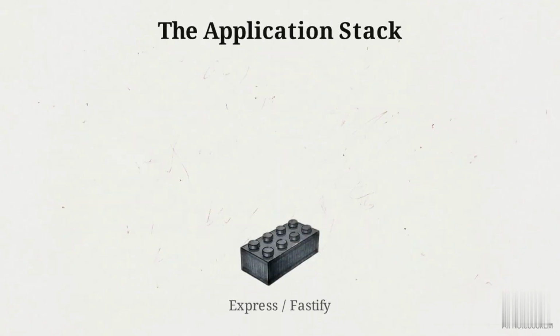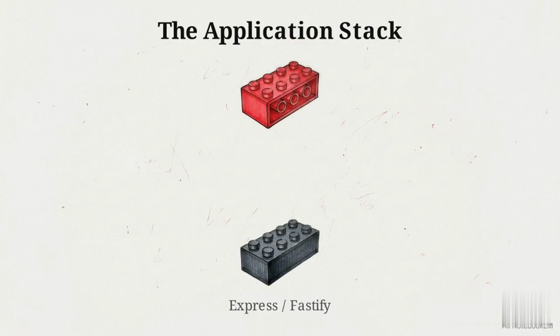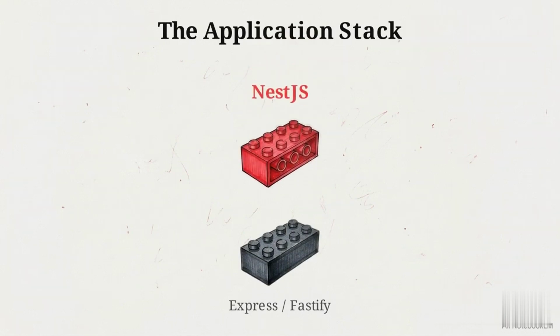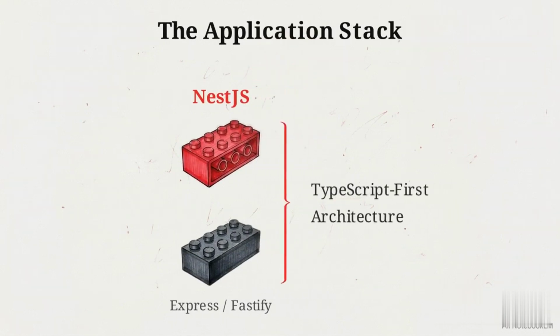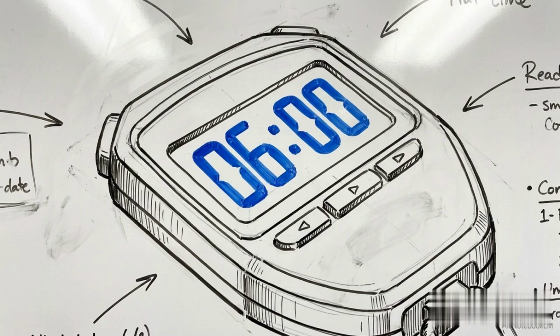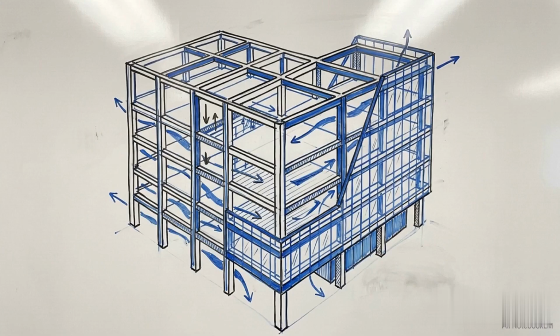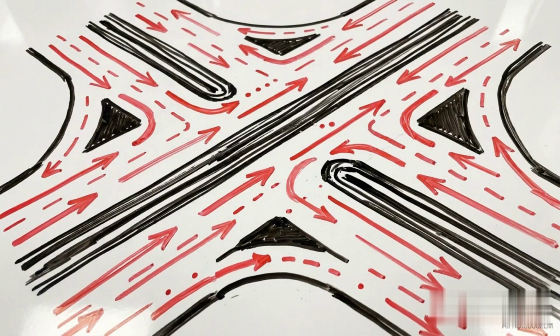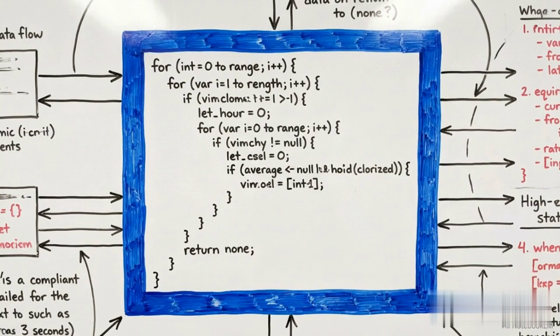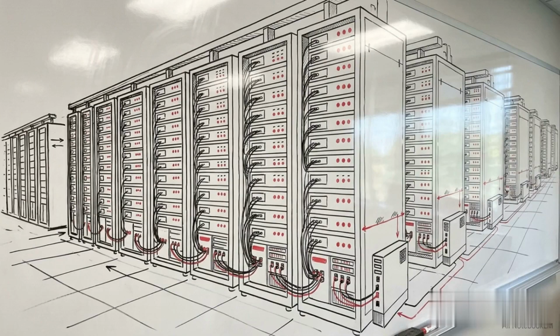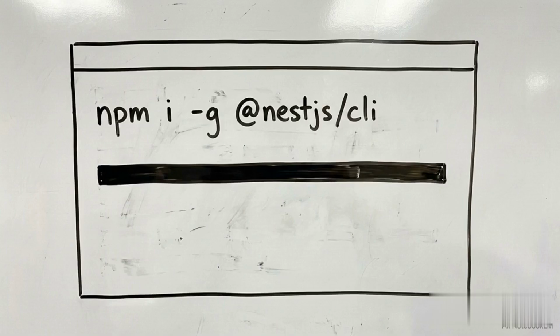NestJS doesn't reinvent the wheel. It sits right on top of Express, or Fastify if you prefer, wrapping those fast servers in a highly structured TypeScript-first layer. Over the next 6 minutes, we will build the foundational scaffolding, define our application routes, and isolate the business logic using the modular patterns required for large-scale production applications. Let's look at the terminal.